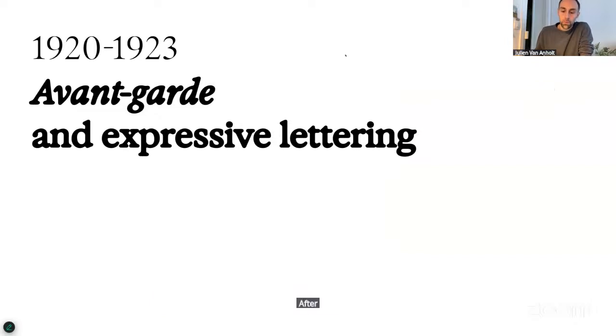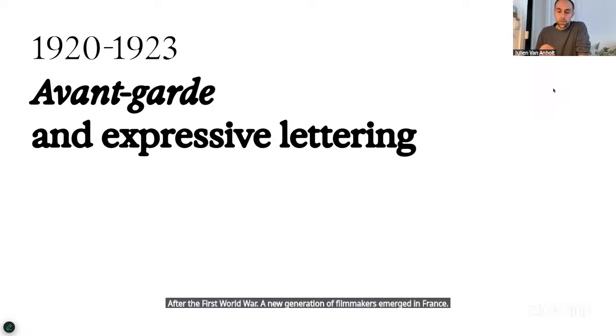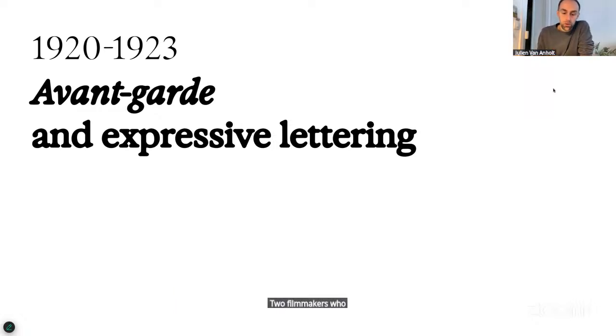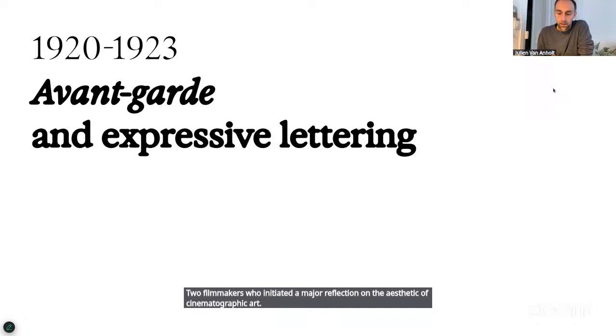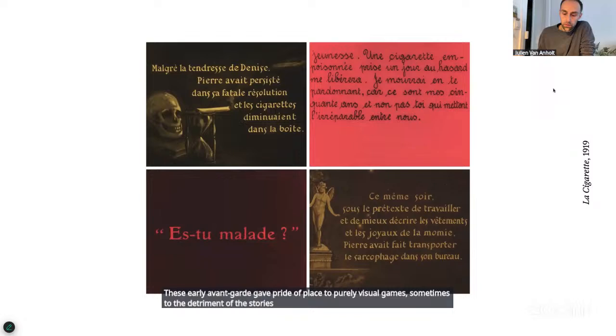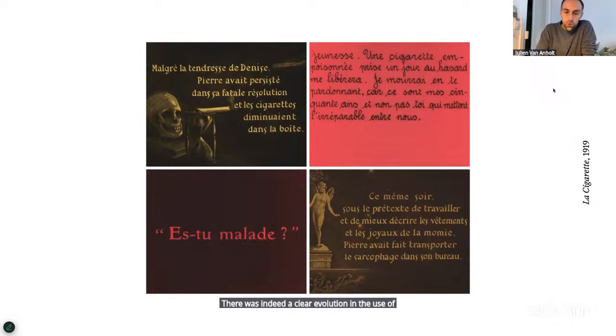After the First World War, a new generation of filmmakers emerged in France. In this chapter dedicated to the emergence of the avant-garde and the expressiveness of lettering, I'd like to talk about major figures such as Germaine Dulac and Louis Delluc, two filmmakers who initiated a major reflection on the aesthetics of cinematographic art. These early avant-gardes gave pride of place to purely visual games, sometimes to the detriment of the stories and the subtext. There was indeed a clear evolution in the use of cards over the course of their careers.